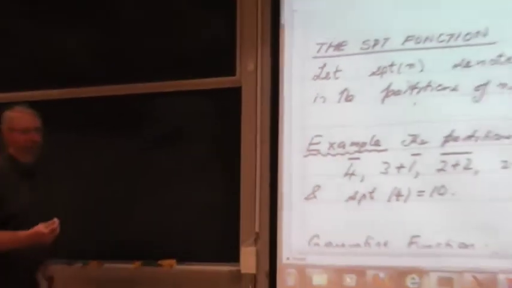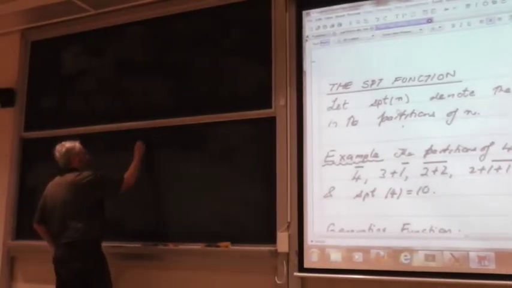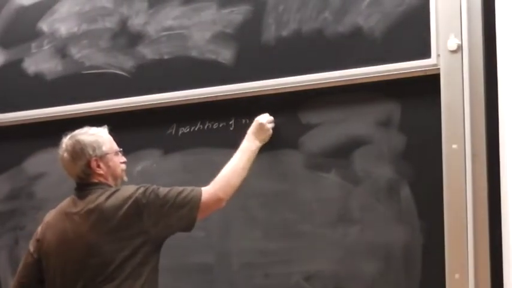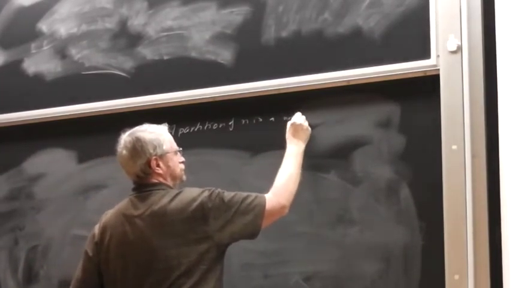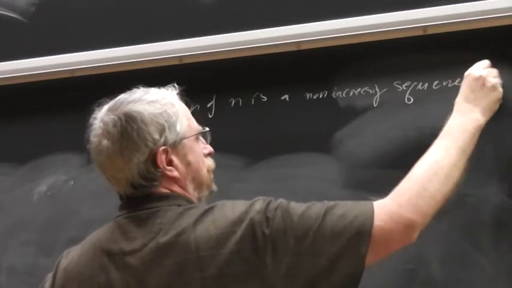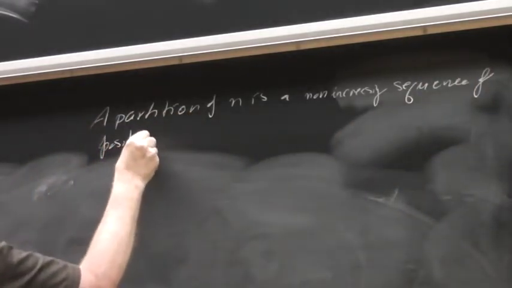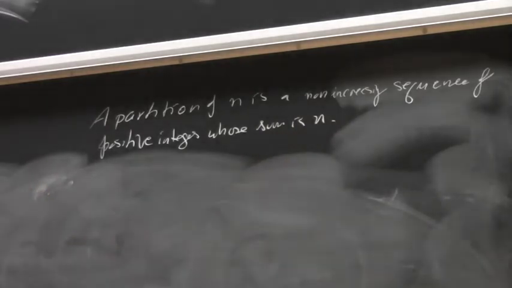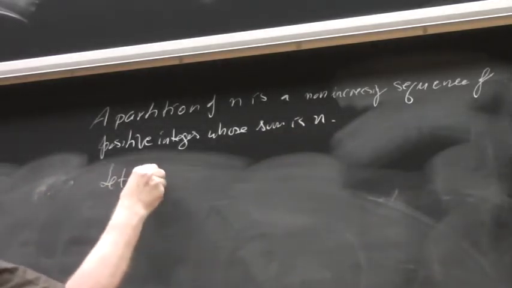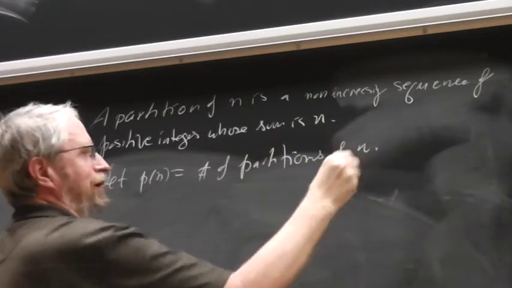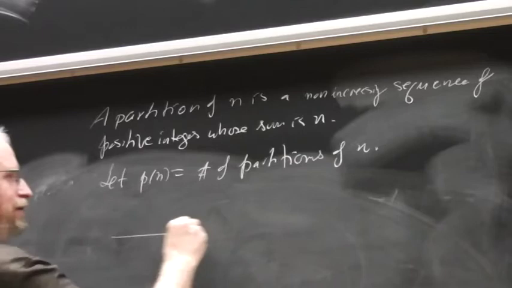So I was just going to go over some notation and some stuff about partitions first, and I'll write that on the board. Basically, I remind you that a partition of n is a non-increasing sequence of positive integers whose sum is n. And we let p(n) equal the number of partitions of n.